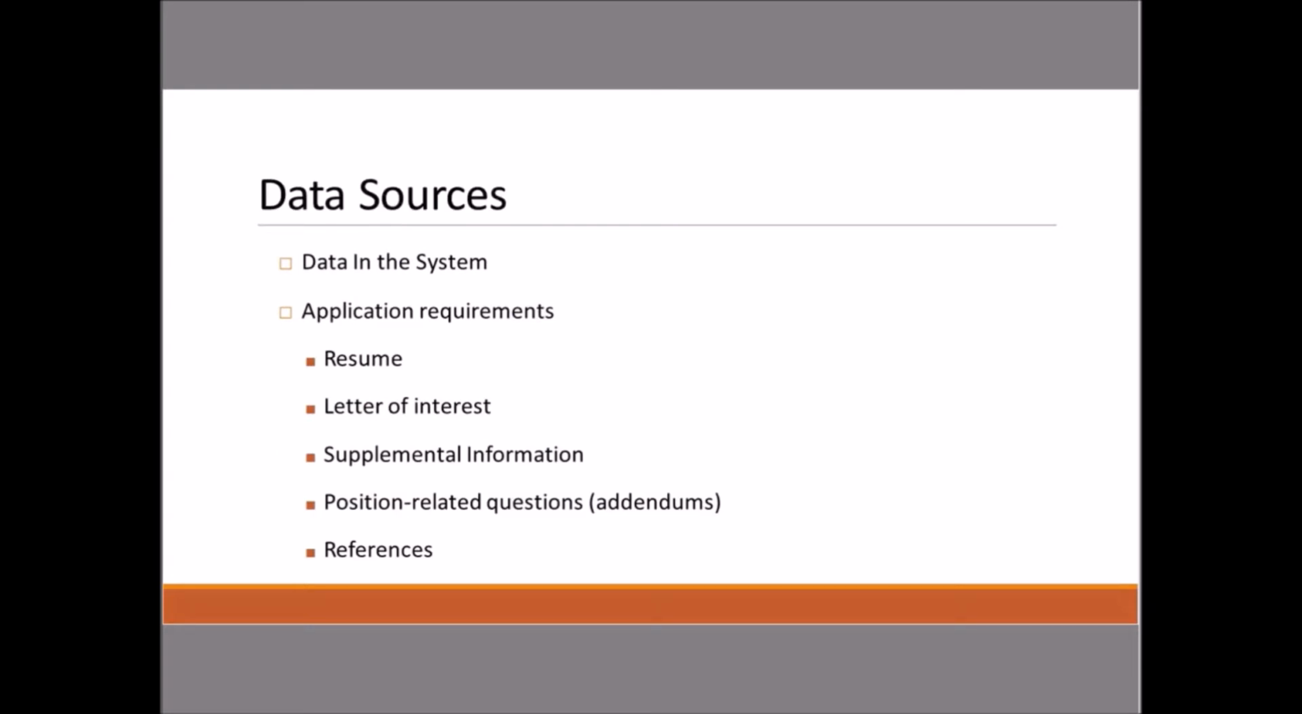Your online application is a giant database, and we ask applicants to provide us information, and we can take that same information and use it in our screening process. Typical things that we ask an applicant, they provide a resume or a letter of interest, or we might have a job-specific addendum or any other type of supplemental information to give us an idea of that person's knowledge or skills or abilities related to that position. And then references. All those are things that get put into systems.